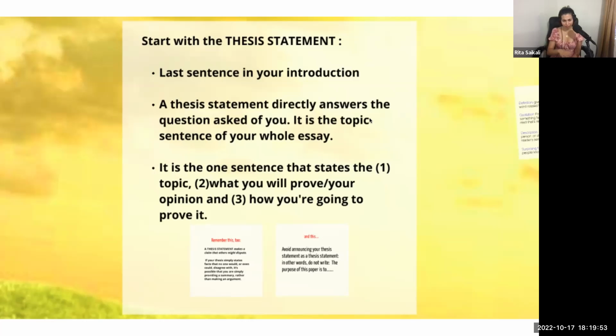All right. So it is the one sentence that states, one, the topic, two, what you will prove or your opinion, and three, how you're going to prove it. Again, it is the last sentence of your introduction paragraph. It answers the topic question or the prompt directly, and it provides these three things: it talks about the topic, what you will prove, and how you're going to prove it.